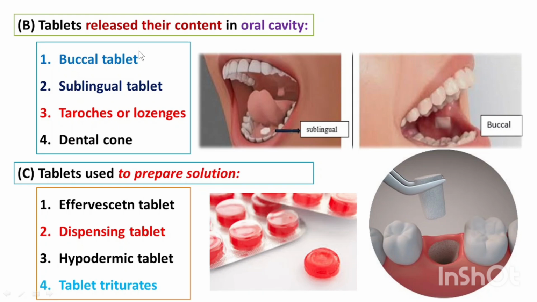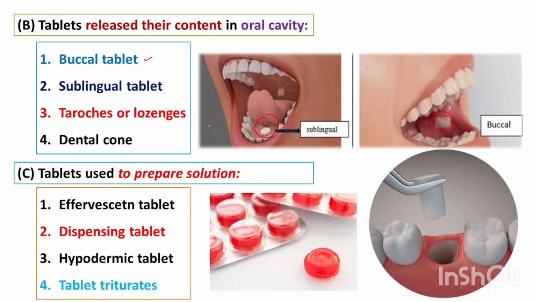But some tablets will disintegrate in the oral cavity only. So they do not go to the stomach to disintegrate, but disintegrate in the oral cavity. For example, the buccal tablets, which show their effect in our buccal cavity. Here you can see the buccal cavity. Next, the sublingual tablet, below the tongue, right?